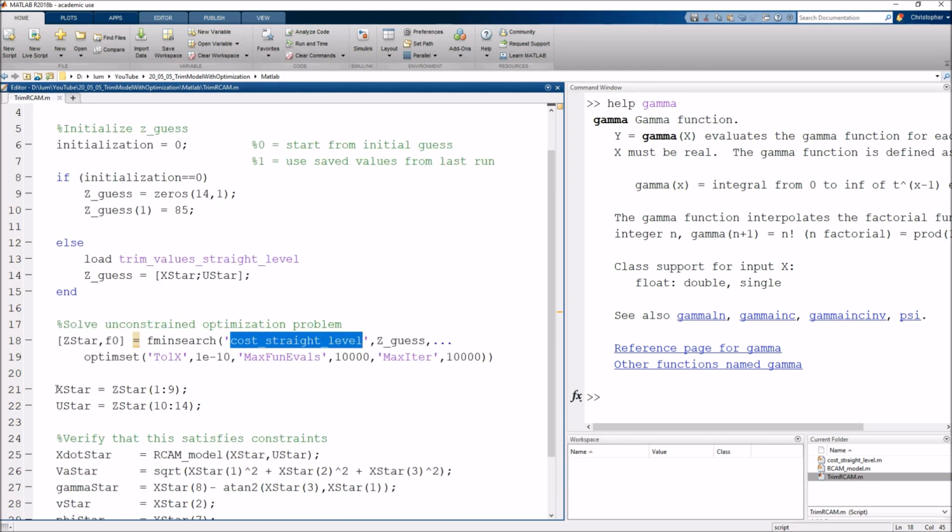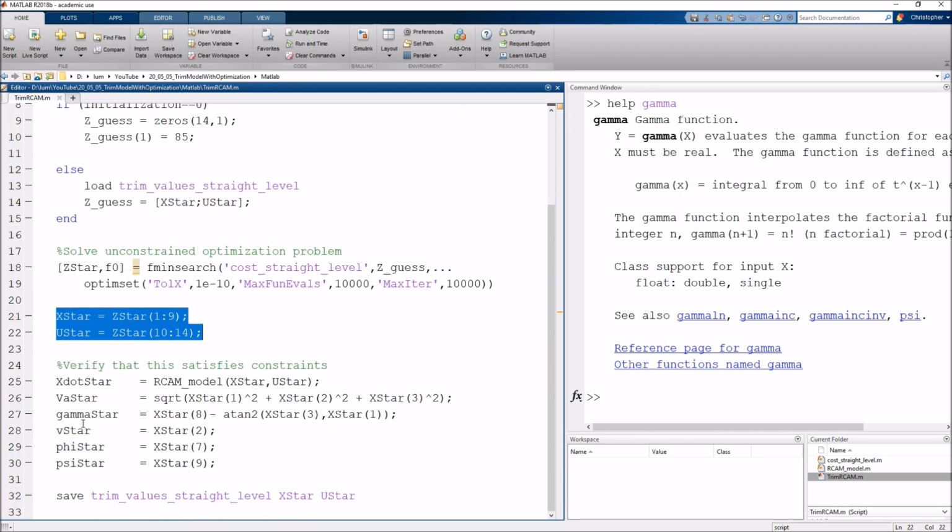Then all I'm doing right here again in lines 20 and 21 is breaking up that 14 element vector and getting the x's and the u's. The only reason why is I'm going to copy some of that code that we saw in the cost function out here, just so I can verify that the constraints are satisfied.